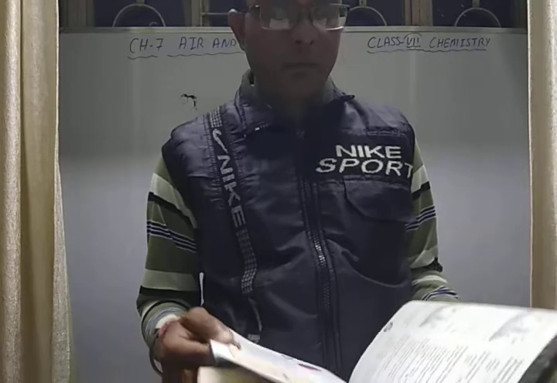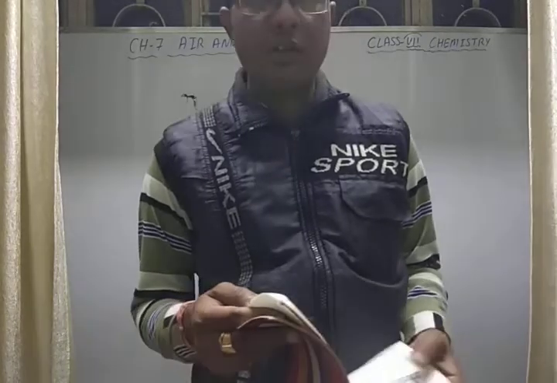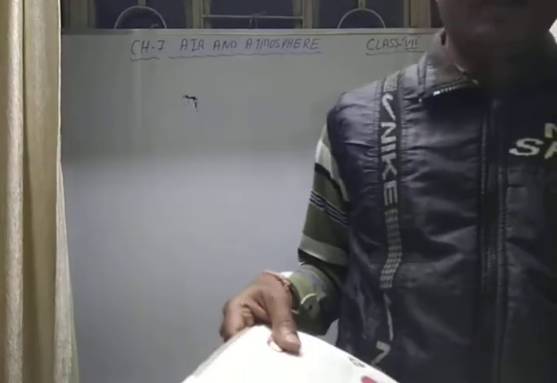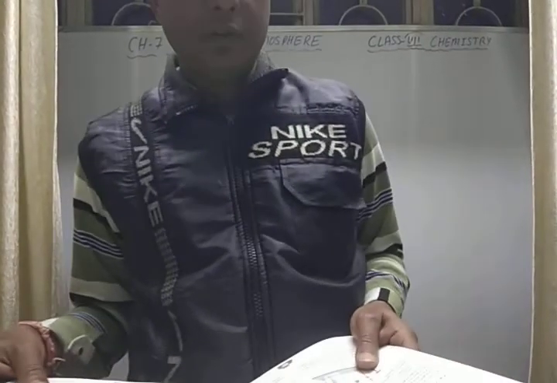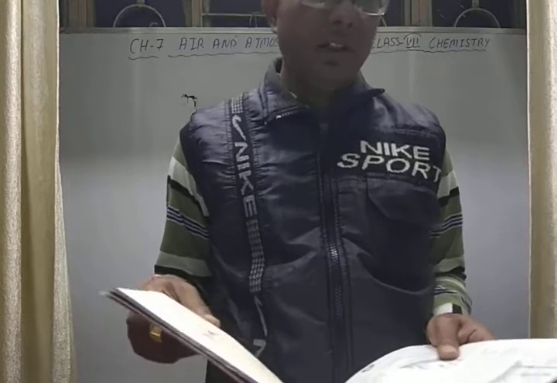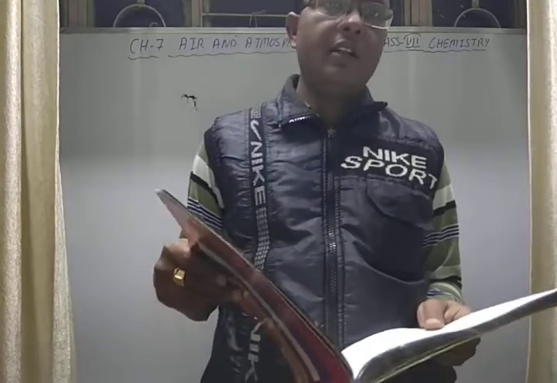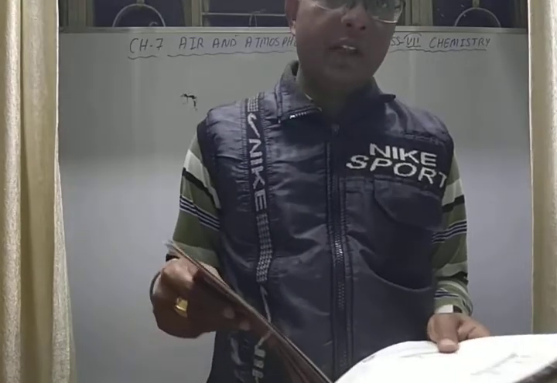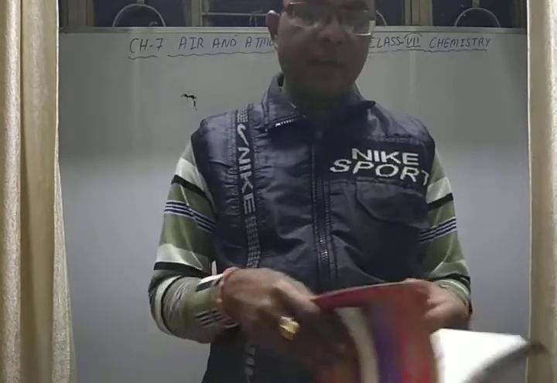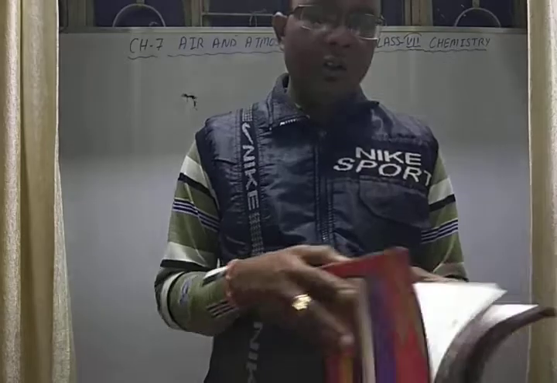Okay, and preparation of oxygen from potassium chlorate. Another important one: potassium chlorate, KClO3, when heated gives KCl plus oxygen. The word equation is potassium chlorate on heating gives potassium chloride plus oxygen. Chemically, 2 KClO3, on heating in the presence of catalyst MnO2, gives 2 KCl plus 3 O2. This is the equation for liberation of oxygen gas from potassium chlorate.